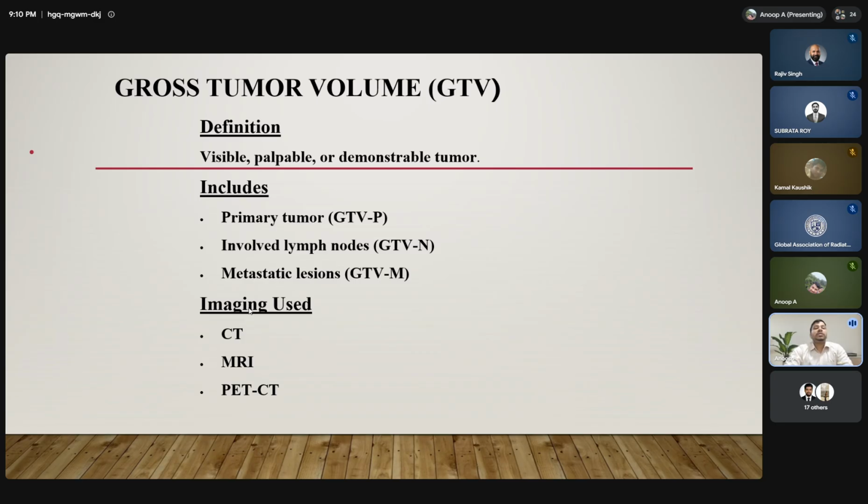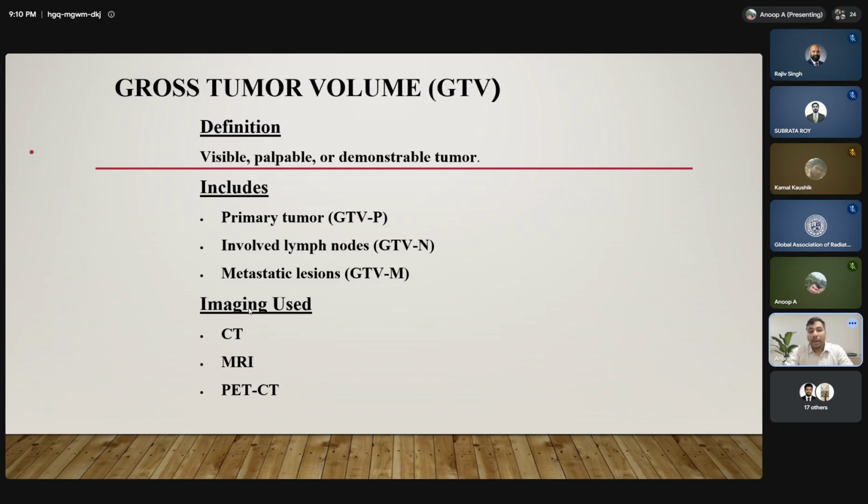First, we will discuss GTV. What's the definition of GTV? It is the visible and measurable or palpable extent of the cancer. In simple terms, it is the actual tumor mass that a doctor can physically feel during an exam or clearly see on imaging scans like CT, MRI, or PET scans.